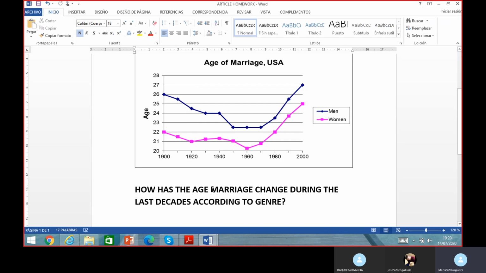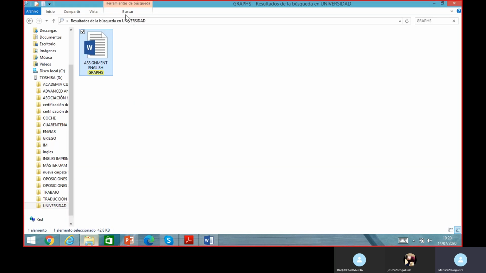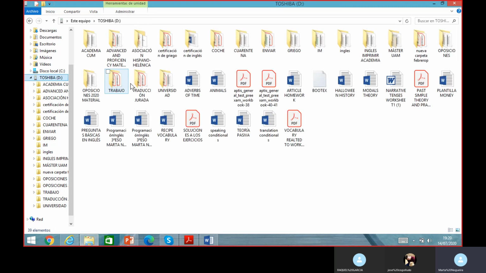How has the age of marriage changed during the last decades according to gender? Okay, so you say, well, nowadays people get married later, but you have to say why, or to comment on the figures a little bit. It is not necessary that you comment every single detail, but the most important trend. So I'm going to pass this, and that's it, guys. I'm going to pass it.